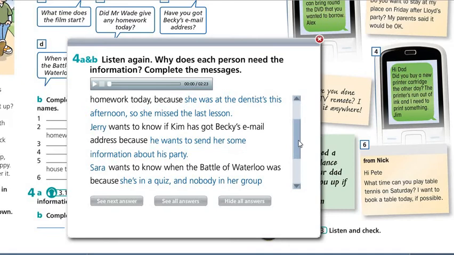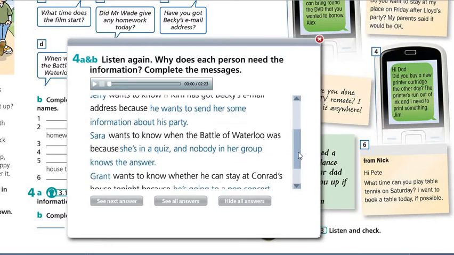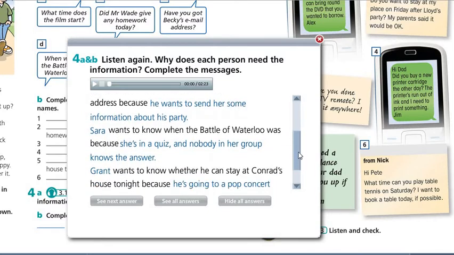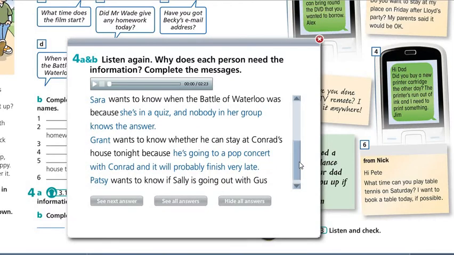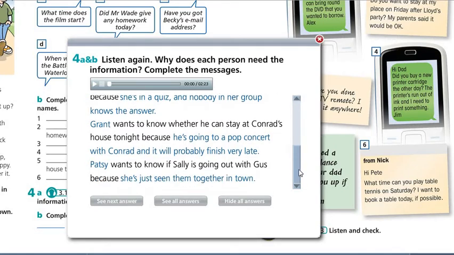Jerry wants to know if Kim has got Becky's email address because he wants to send her some information about his party. Sarah wants to know when the Battle of Waterloo was because she's in a quiz and nobody in her group knows the answer. Grant wants to know whether he can stay at Conrad's house tonight because he's going to a pop concert with Conrad and it will probably finish very late. Patsy wants to know if Sally is going out with Gus because she's just seen them together in town.